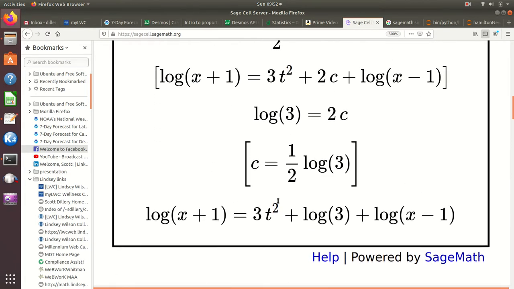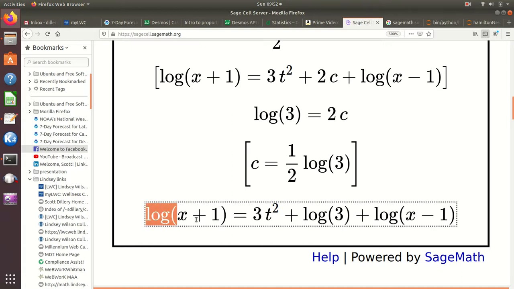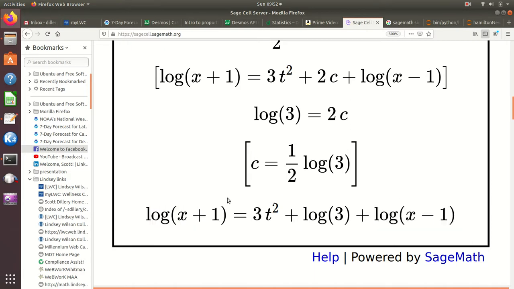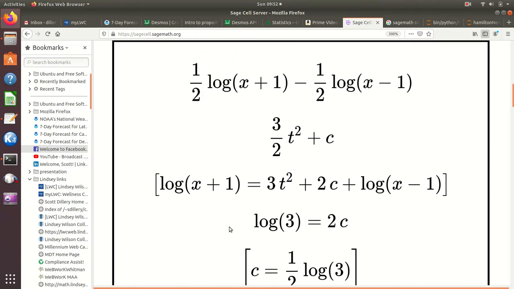Then if I substitute that value of c into the original equation, I get this. And again, it sort of looks great, except I've got this log of x plus 1 here and the log of x minus 1 there. Okay, so I have an implicit solution, but I don't have an explicit solution. But actually I know I can get one. So kind of what went wrong?